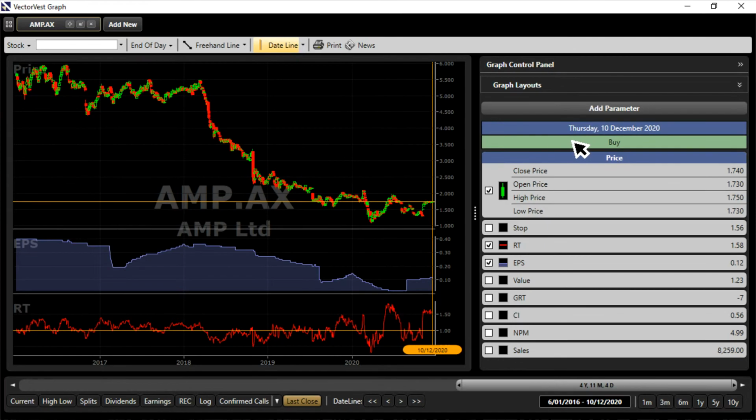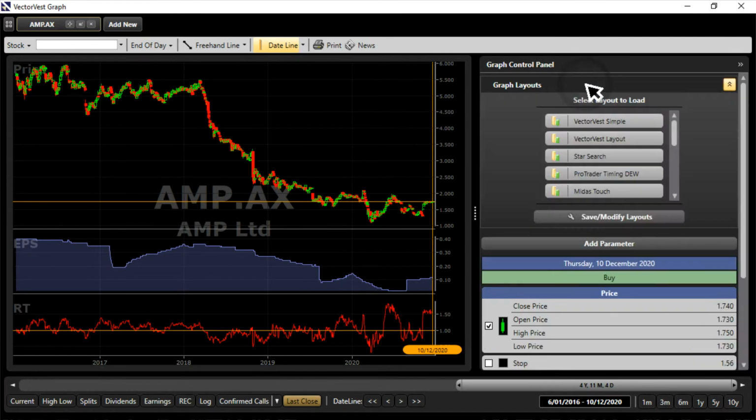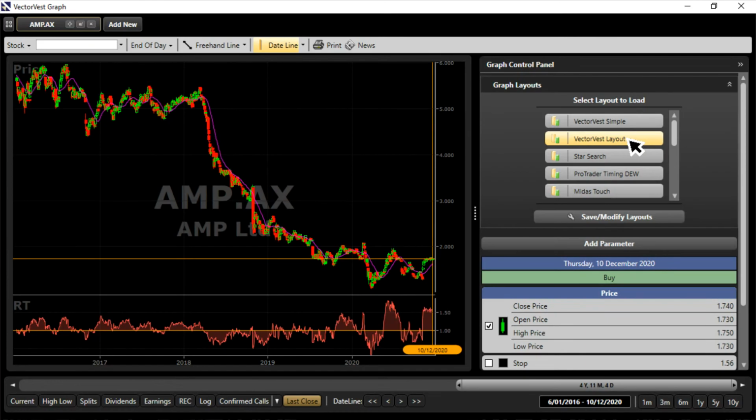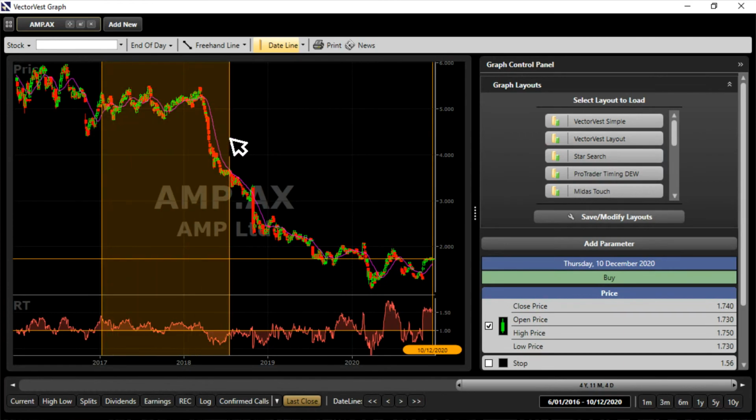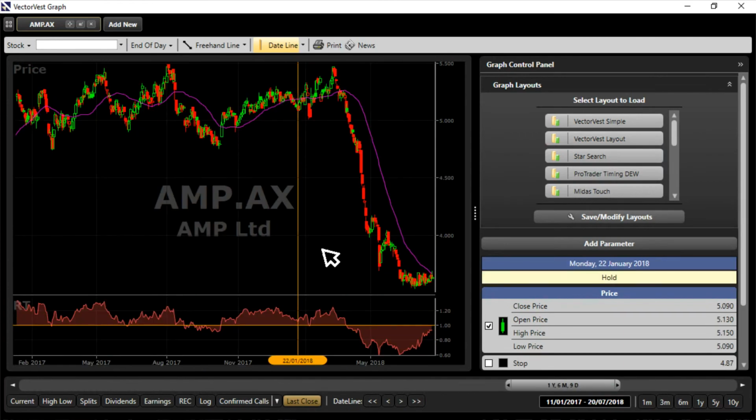What I want you to do is, when you load up a graph in VectorVest, go to graph layouts and load up the VectorVest layout. That's the layout I want you to load up. Then do as follows. Let's pretend we're in AMP and we're in at, say, this point here. I'm going to talk about Dr. Toledo's 4 steps to protecting profit.